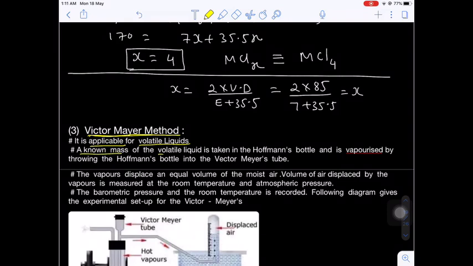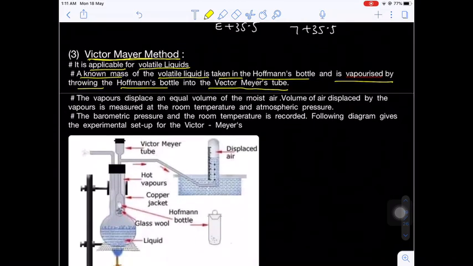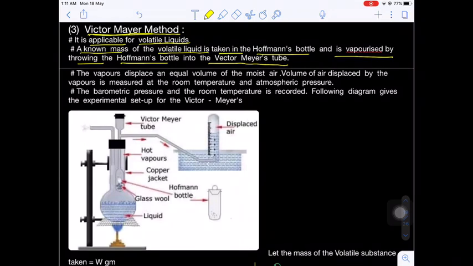Now a known mass of a volatile liquid is taken in a Hoffman's bottle and it is vaporized through the Hoffman bottle into the Victor-Meyer's tube. Here a diagram is given. In this diagram, this is the external flask, called the distillation flask. In the distillation flask, some liquid is taken and it is boiled with the help of a burner.